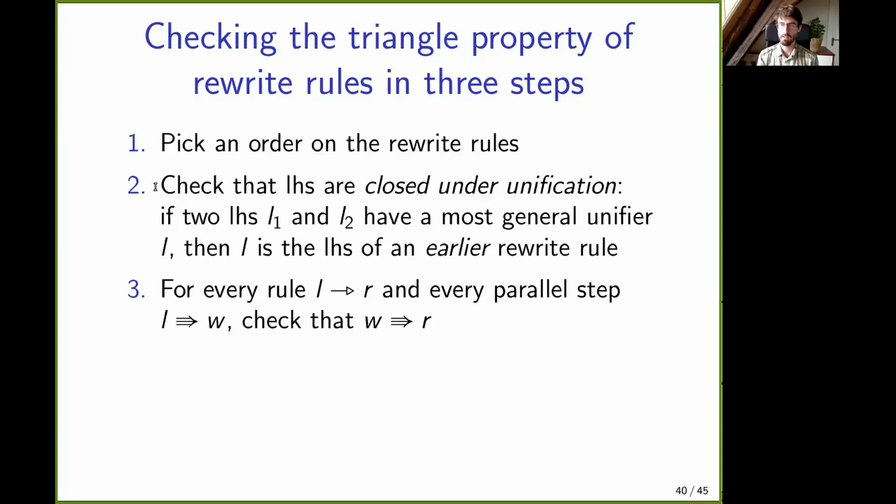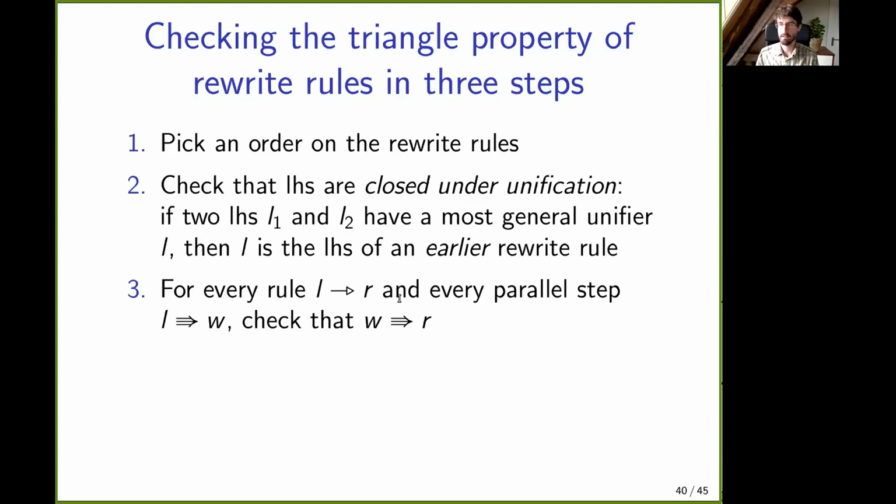We pick some order. Then the second step is to check that the left-hand sides of the rewrite rules are closed under unification. That means that whenever we have two rewrite rules that overlap, so there is some most general unifier of their left-hand sides, then there should be another rewrite rule that has this most general unifier as the left-hand side. So we should always have a more specialized version that says what to do when there are two rewrite rules that apply.